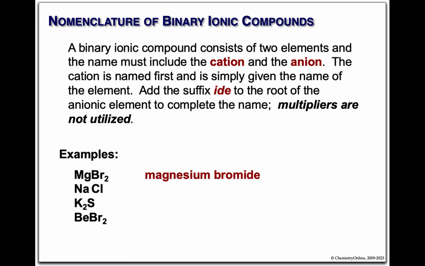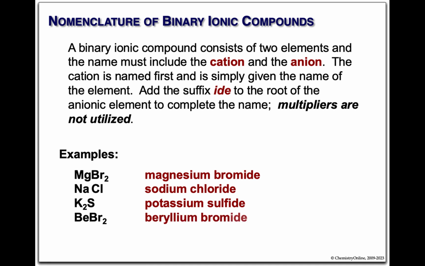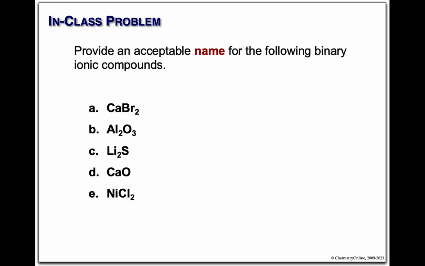Well, that's simple. Sodium. Root for chlorine is chlor, ide. Sodium chloride. The root for sulfur is sulf. This is potassium. Potassium sulfide. Beryllium bromide. That's so simple I could do it, right? Don't have to worry about multipliers. Well, let's just prove that you can do it too. Quickly jot down names for these guys.